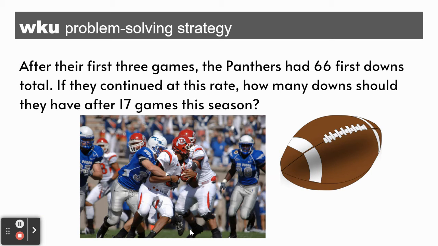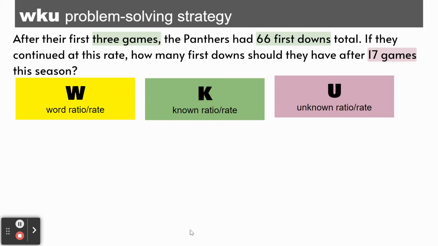After their first 3 games, the Panthers had 66 first downs total. If they continued at this rate, how many downs should they have after 17 games this season? Okay, so let's look at that again in the context of this strategy.